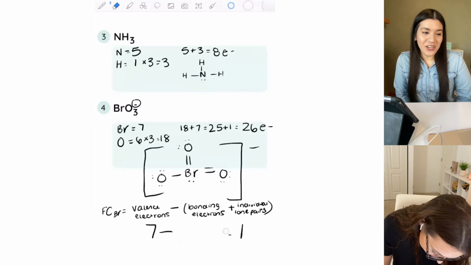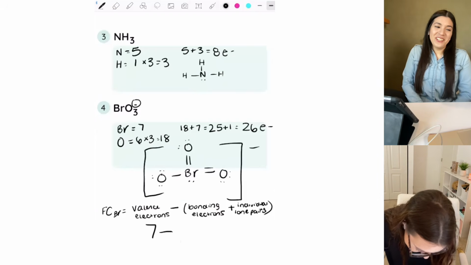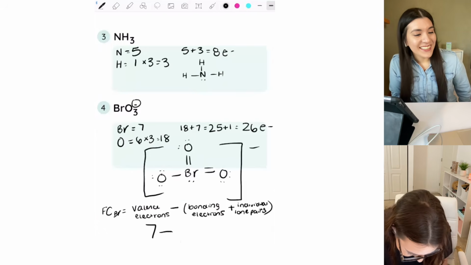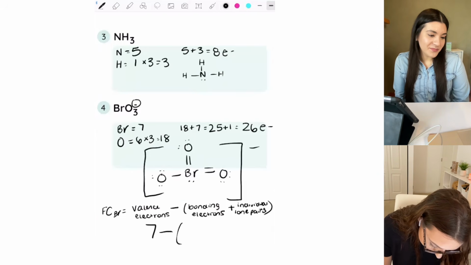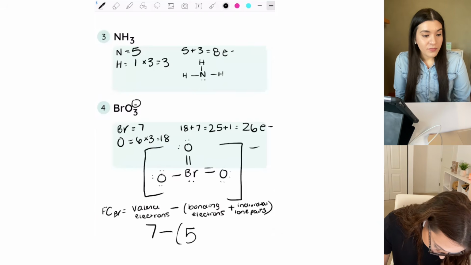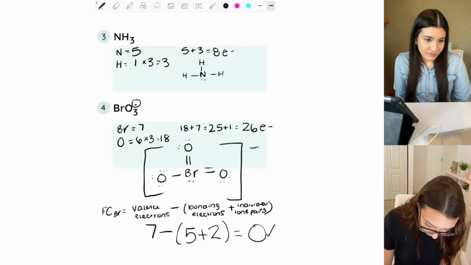I've seen funkier Lewis structures. You're totally fine. Okay, so the bonding electrons now is going to be 1, 2, 3, 4, 5. Good. Plus 2. Perfect. Equals 0. Exactly. So now we're happy.